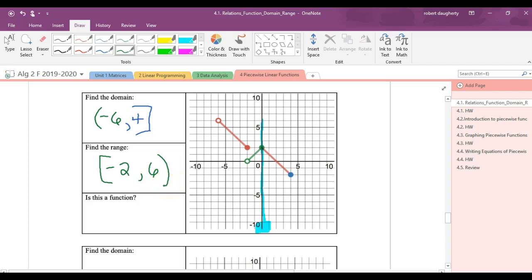So we'll be doing more of that. Finding the domain and the range means looking at the possible values of x versus the possible values of y. Is this a function? Yes or no?